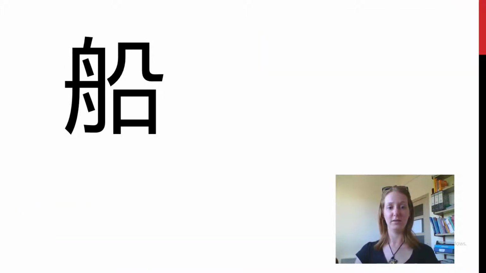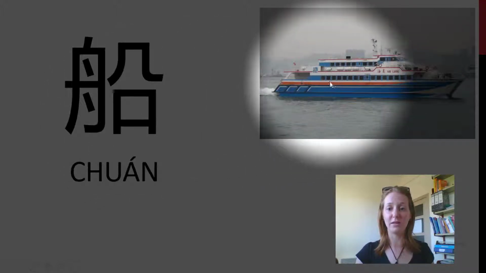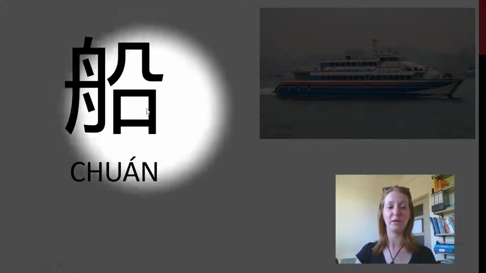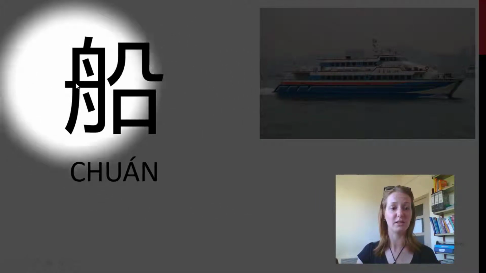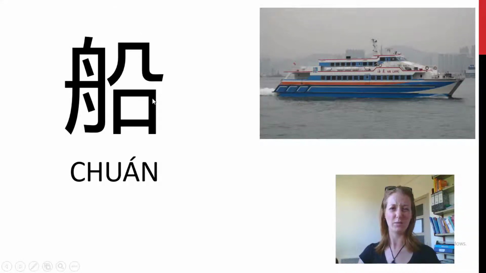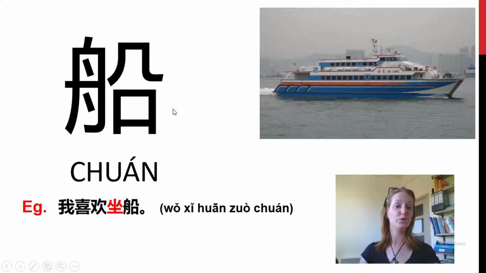下一个，这是什么? 这是船. 船. Might recognize that we have a coal here, and maybe you can think along the side of the boat here we've got lots of windows or portholes, so that might give you a clue about the boat. And maybe the smokestack or the double decks of it. Try and think of some way that you can remember the character. 船. For example, 我喜欢坐船. 我喜欢坐船.